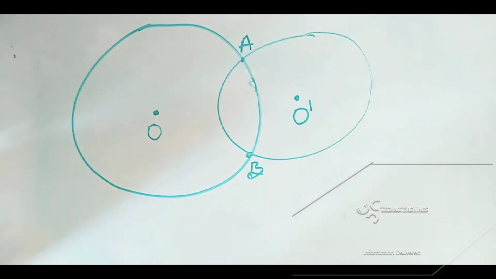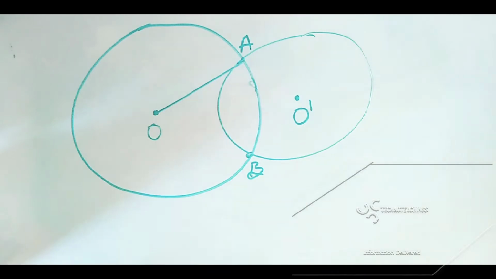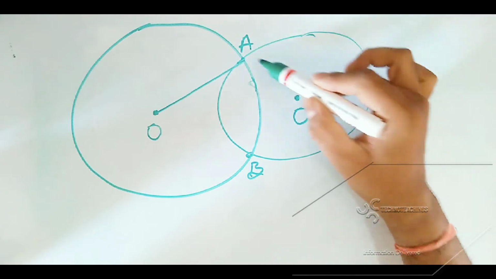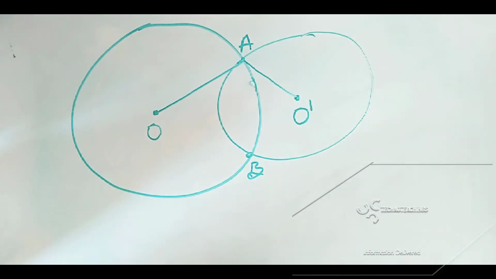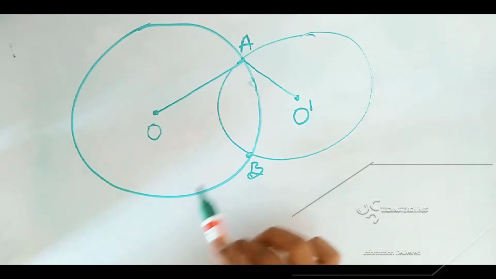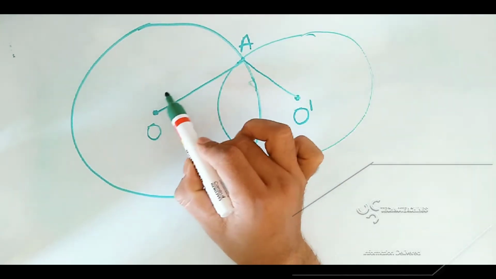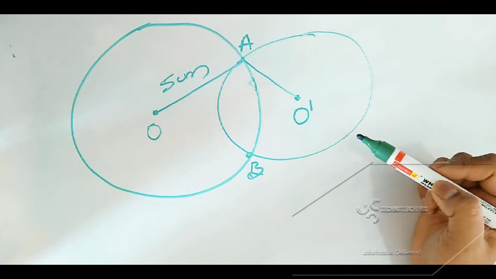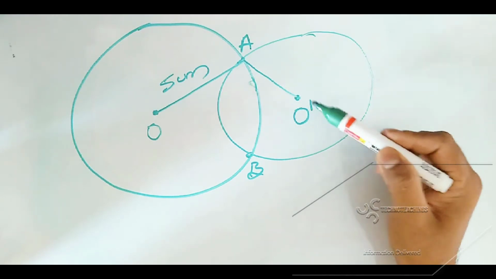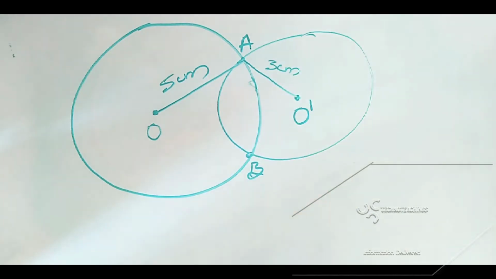Since radii can be drawn in any direction, I will draw the radius of the first circle joining A and O, and this is the radius of the second circle joining A and O dash. Now the circle with center O has a radius of 5 centimeter. The circle having its center as O dash has a radius of 3 centimeter, as per the given problem.